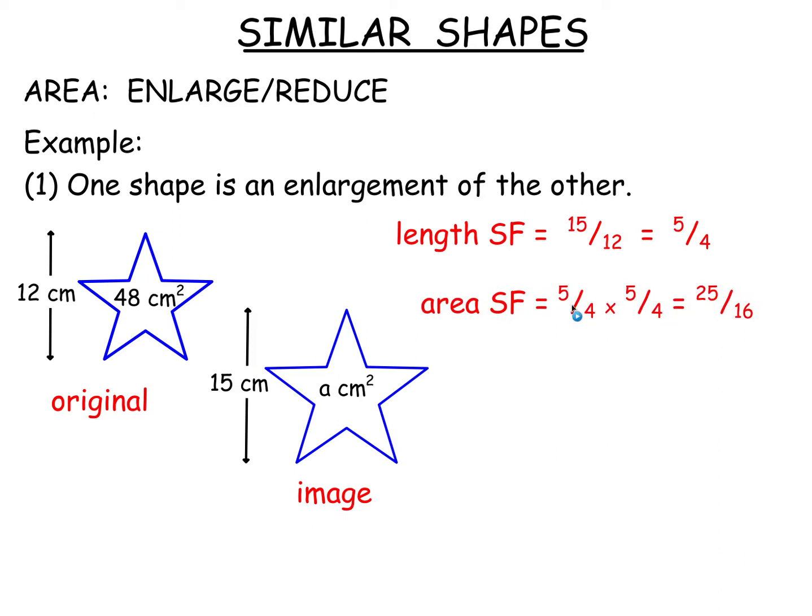Now you scale the area. 48 gets multiplied by the scale factor to give you the new area. So to get A, multiply 48 by 25 over 16, divide by the bottom number 16 and multiply by the top number 25. 48 divided by 16 is 3 times 25 is 75. That's 75 square centimetres. So it's length scale factor, square it and apply.